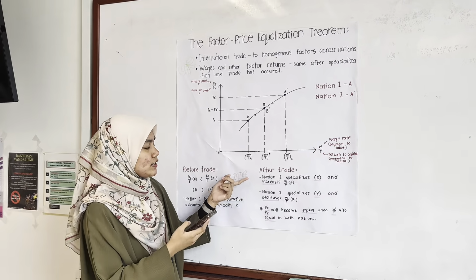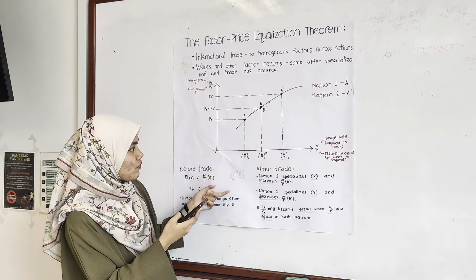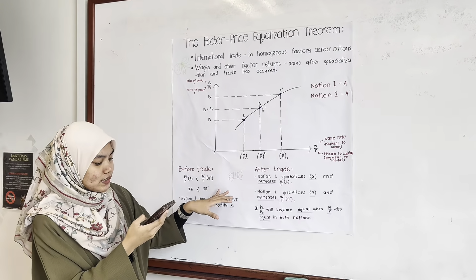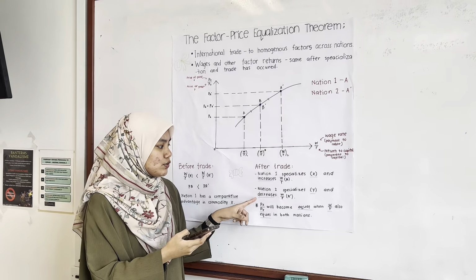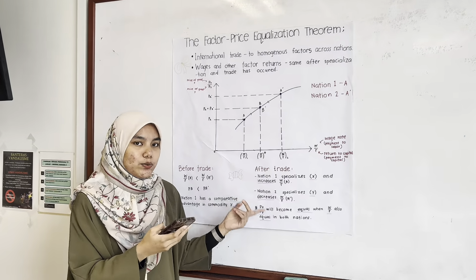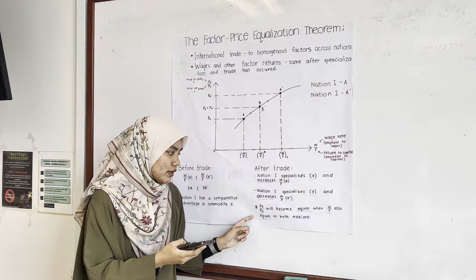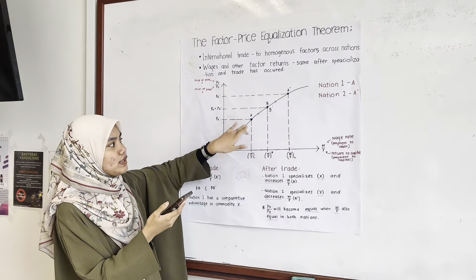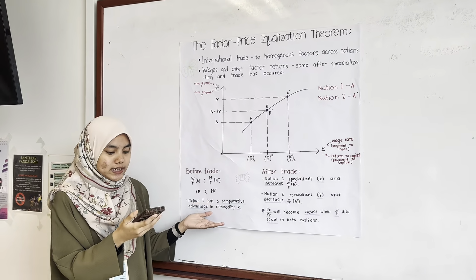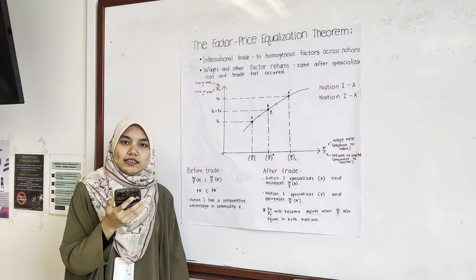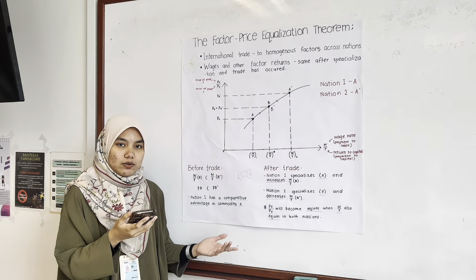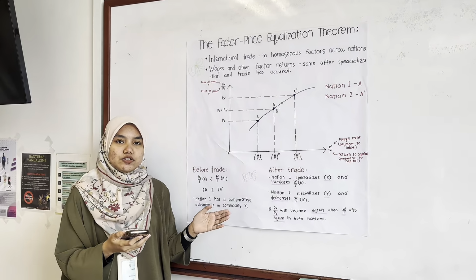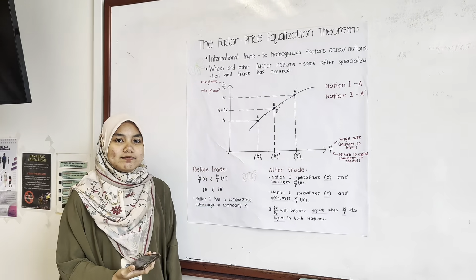After trade, nation 1 specializes in the production of commodity X and increases the demand for labor relative to capital. Next, nation 2 specializes in the production of commodity Y and decreases the W per R. This will continue until point B equals B prime. As a result of trade, PX per PY will become equal, and this will only occur when W per R has also become equal in the two nations, as long as both nations continue to produce both commodities X and Y.